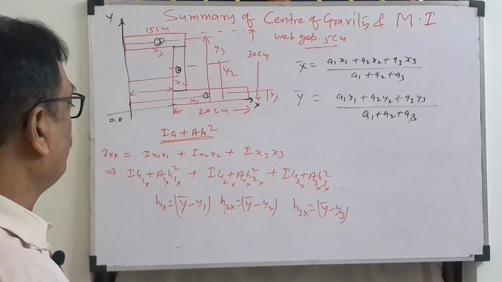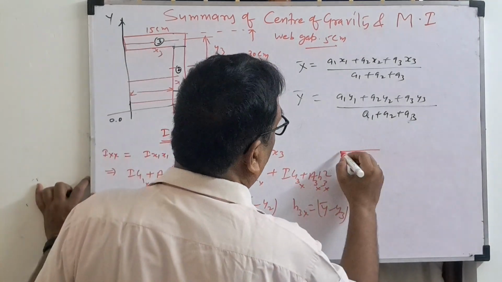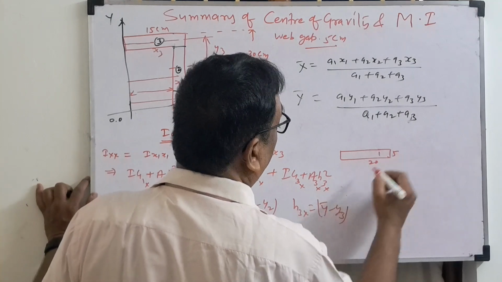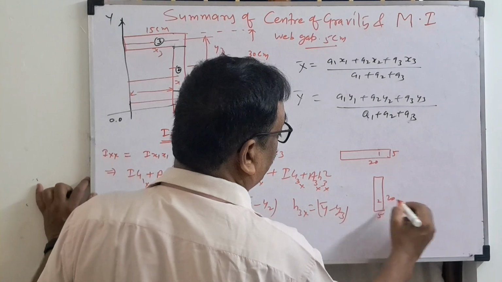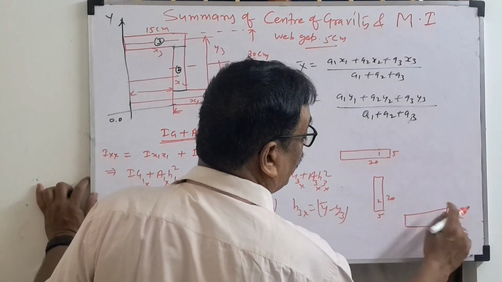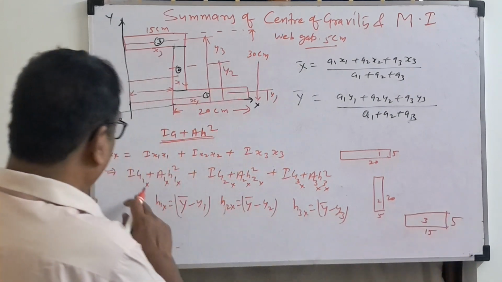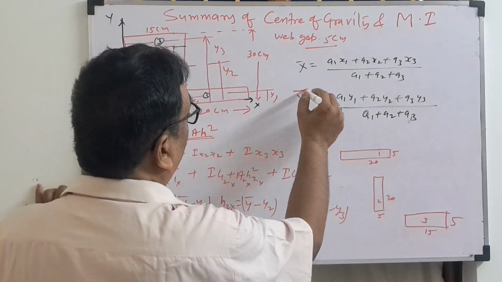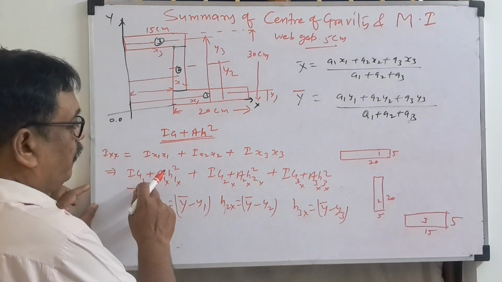Now Ig1. I already told you the trick, but listen again. This is section 1, 20 into 5. This is section 2, 20 into 5. This is section 3, 15 into 5. How will we take the Ig1? Area you already know, x bar and y bar we calculate, and y1, y2, y3 you know. Only Ig1 remains.